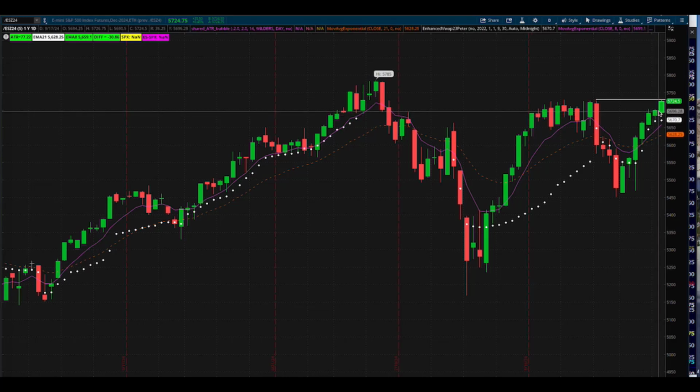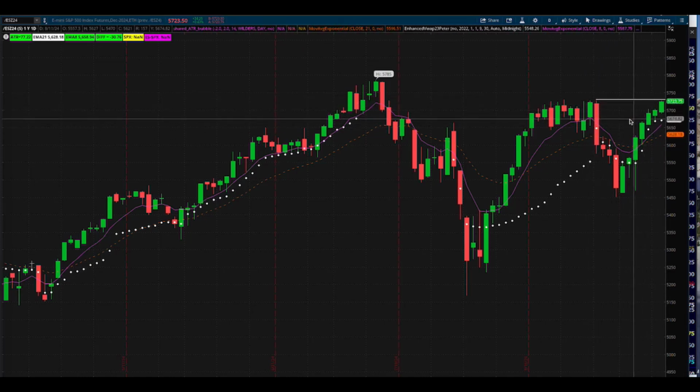I'm looking at the overnight, the extended hours high on the 3rd of September, which is located at 5730.5. And we are just up against there right now.